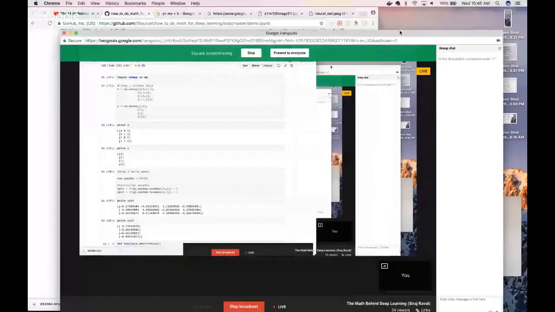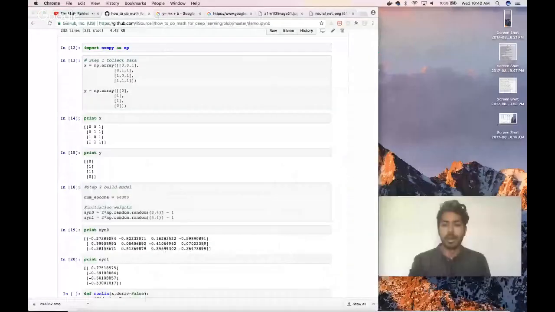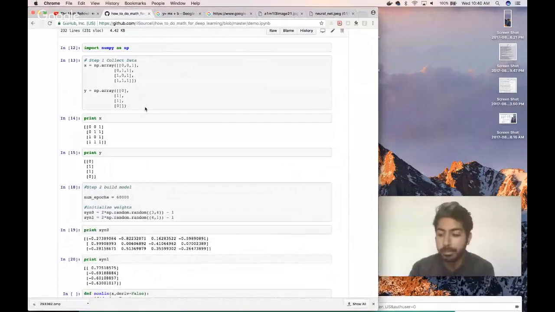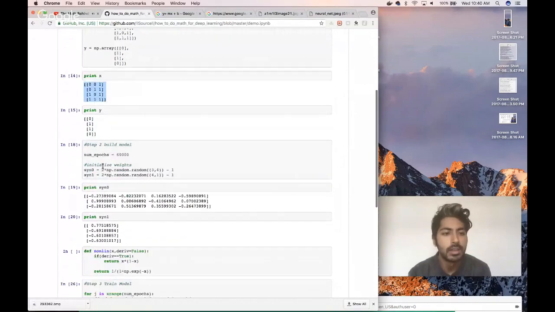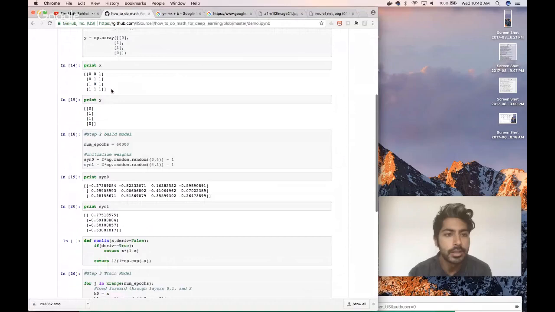So let me go back to this now. Okay, screen sharing time. All right, we talked about our inputs and our outputs, and now we're going to print them out. These are just arrays, these are matrices. So we have input and output data.